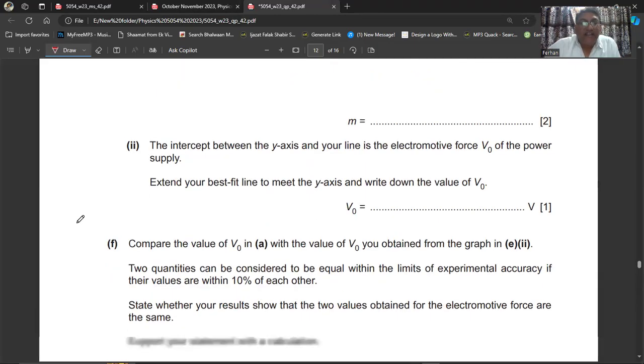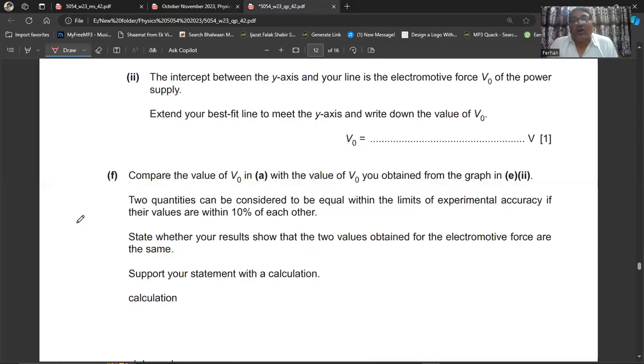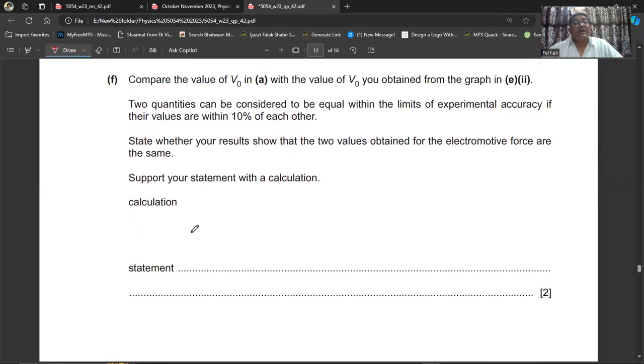Then he says, compare the V naught in the A part with the V naught. V naught in the A part was 2.9. And the V naught here we got is 2.85. Compare the value V naught in the A part with the value of the V naught you obtain from the graph in the E second part. This is the F part we are doing, by the way. Two quantities can be considered to be equal within the limit of experimental accuracy if their values are within the 10% of each other. State whether your results show that the two values obtained for the electromotive force are the same. Support your statement with a calculation.